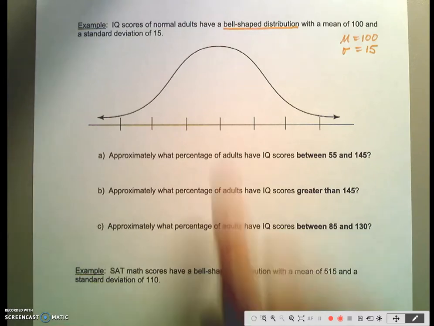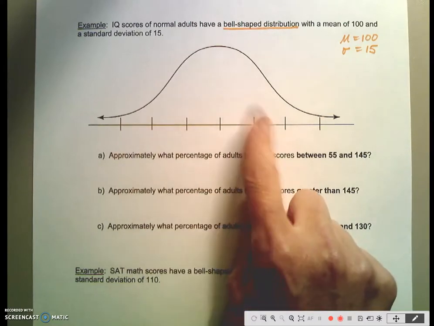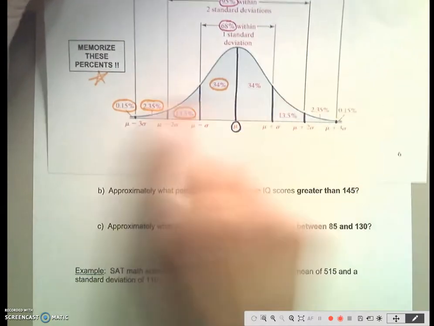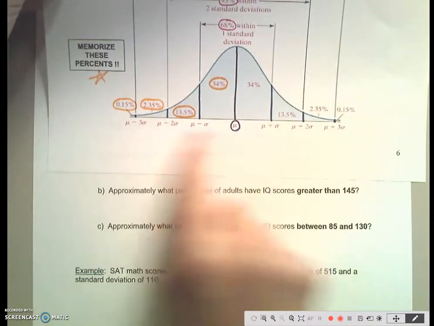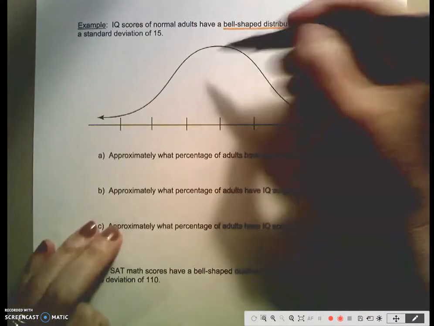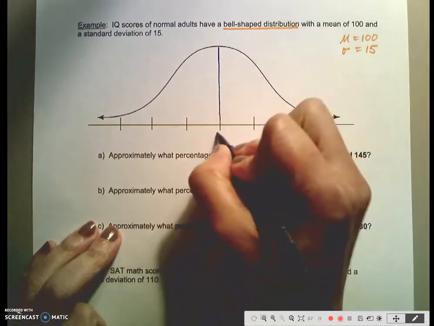What you're going to do is create a picture with the parameters labeled, compare that picture to this one, and then you'll be able to answer the question. So we're basically going to recreate this, but with numbers along the bottom that go with IQ scores. The mean, right here in the middle, let's do this in blue, is 100.